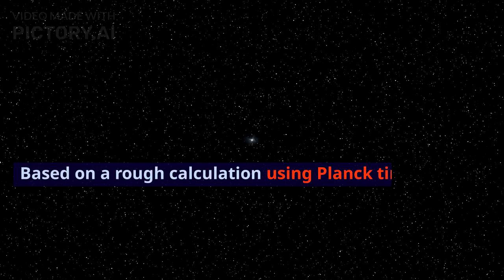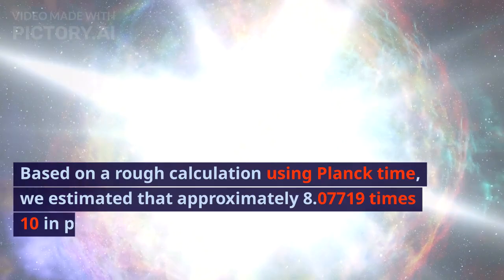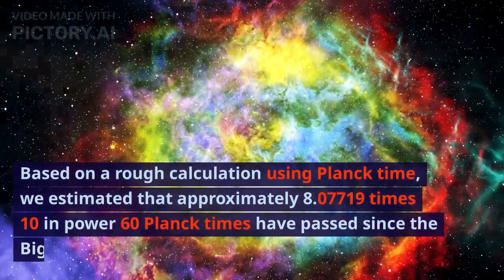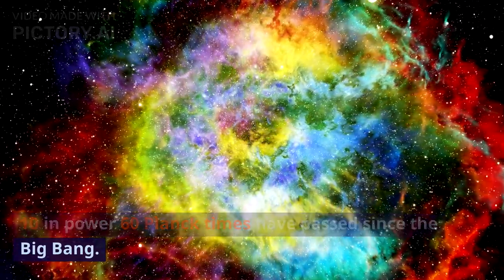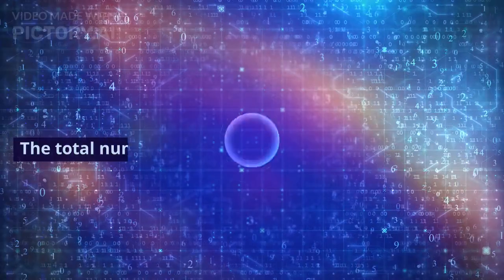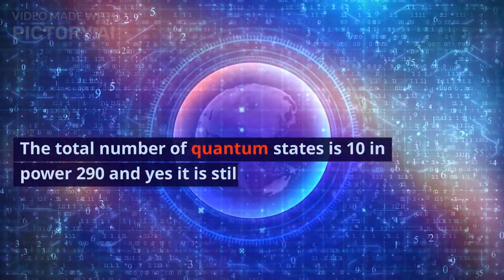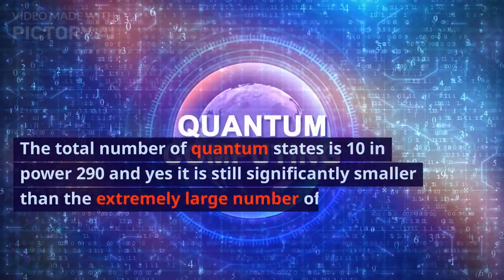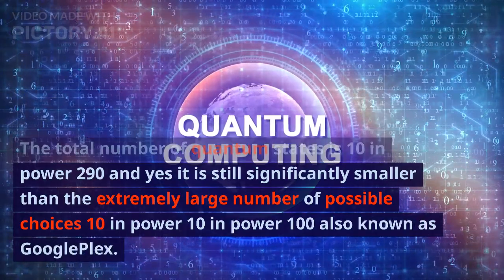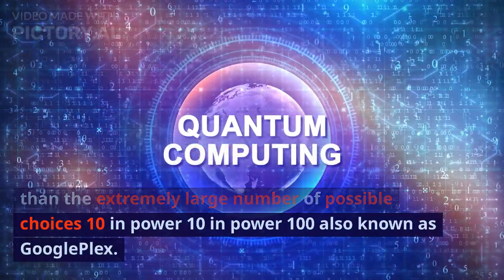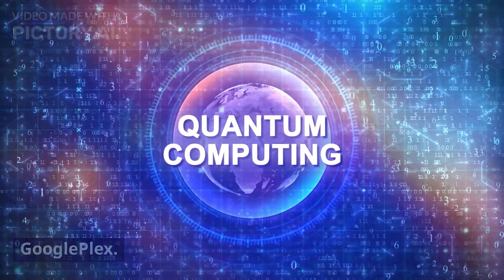Time since the Big Bang. Based on a rough calculation using Planck time, we estimated that approximately 8.07719 times 10 to the power 60 Planck times have passed since the Big Bang. Repetitions in time. The total number of quantum states is 10 to the power 290, and it is still significantly smaller than the extremely large number of possible choices, 10 to the power 10^100, also known as a googolplex.